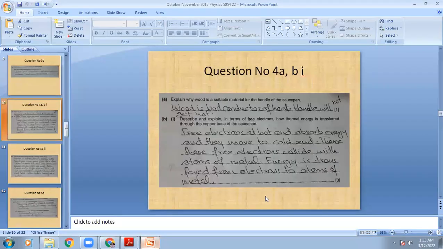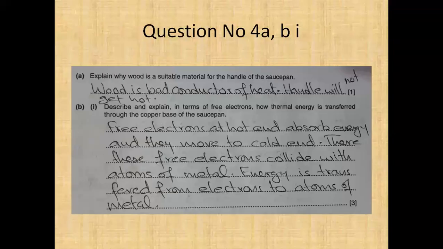Let me show you my written answer and then we will have a look at the marking scheme. The free electrons at the hot end absorb energy and move to the cold end. There, these free electrons collide with the atoms of the metal.